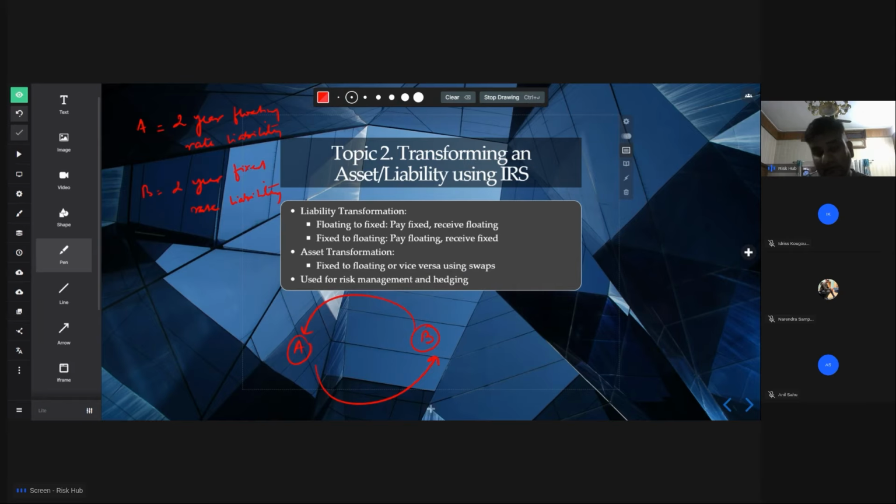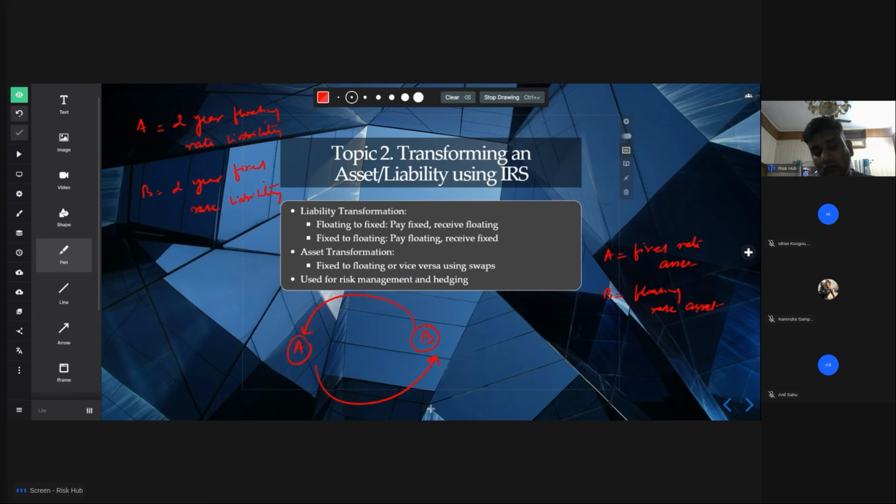And sometimes there is another consideration, which is asset transformation also. Assume that A has a fixed rate asset, and B has a floating rate asset. Both have different kinds of assets: a fixed rate asset and a floating rate asset.